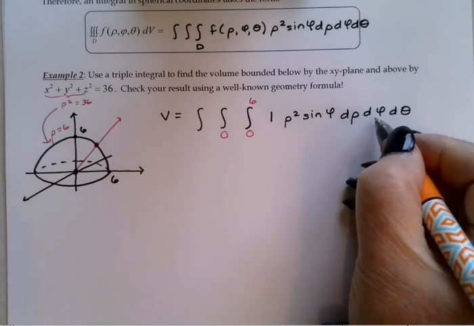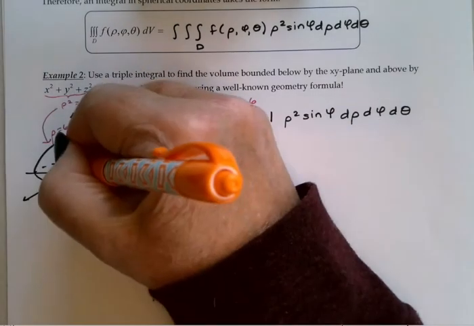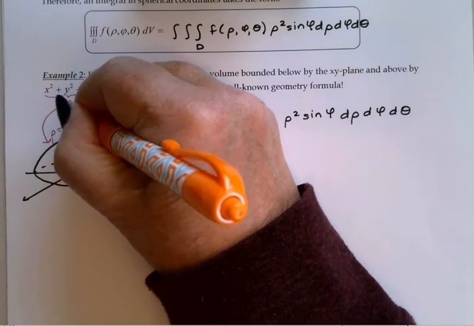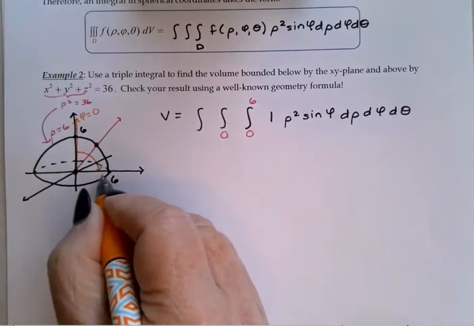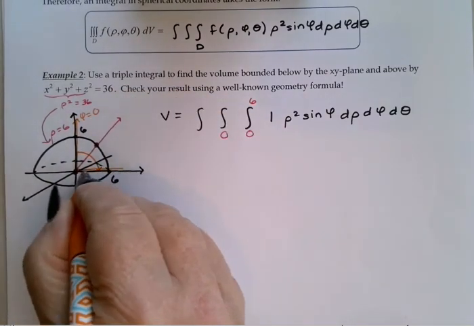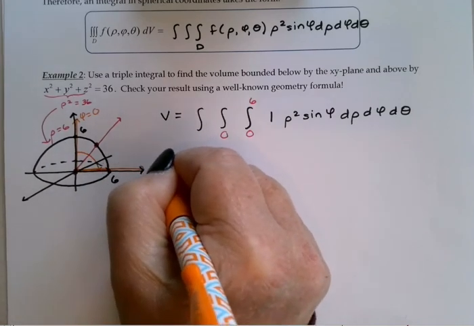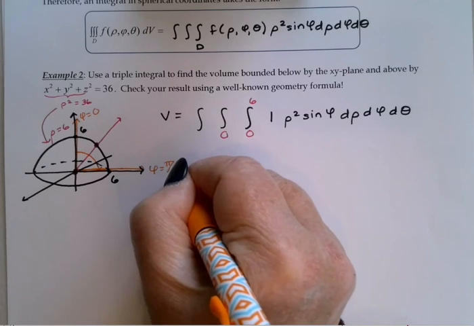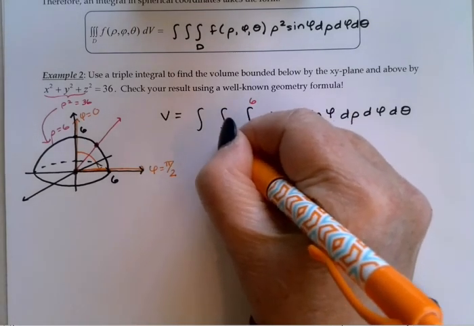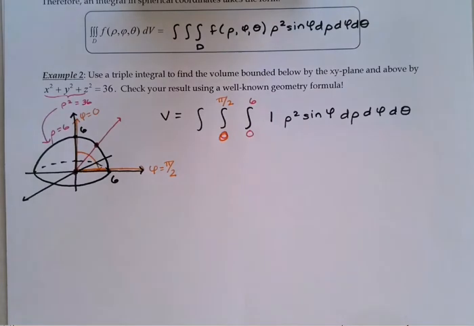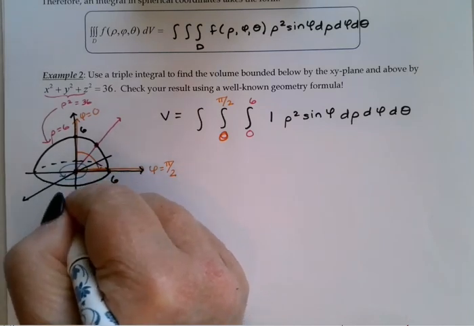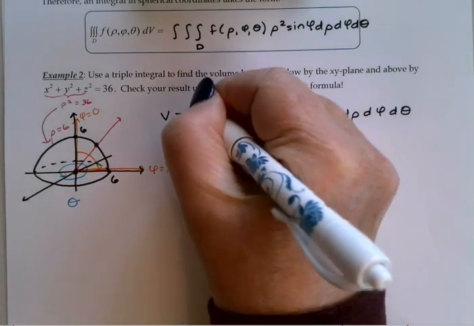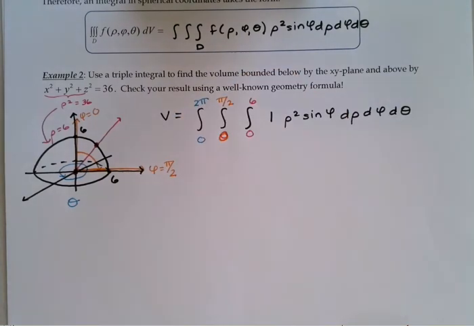Phi is the angle with the positive z-axis. I'm going to want to start straight up here at phi equals 0. And then I have to go down to the xy plane. So I'm going to stop here at phi equals a 90-degree angle, or pi over 2. So 0 to pi over 2 would be my limits of integration on the phi. For the theta, since I'm going all the way around, I would go from 0 to 2 pi, all the way around the z-axis.